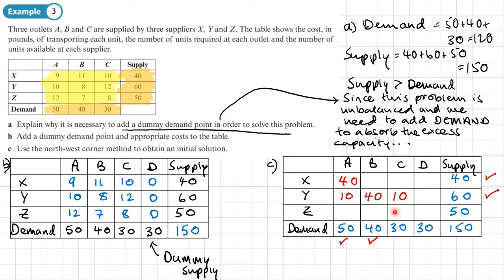And then C, they need 20 more, don't they? Because they need 30 in total. So they can use 20 from supplier Z. So we'll tick that off. They're now happy. And then we move on to the dummy.